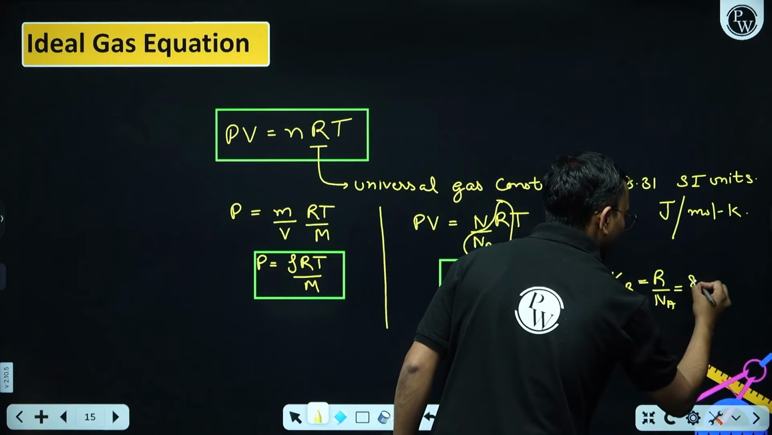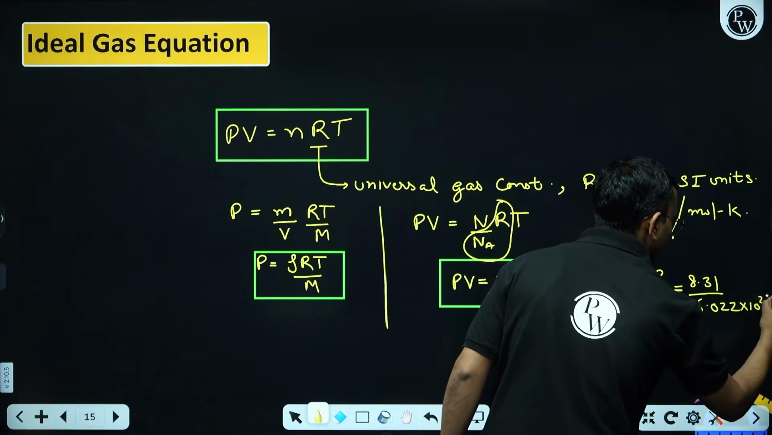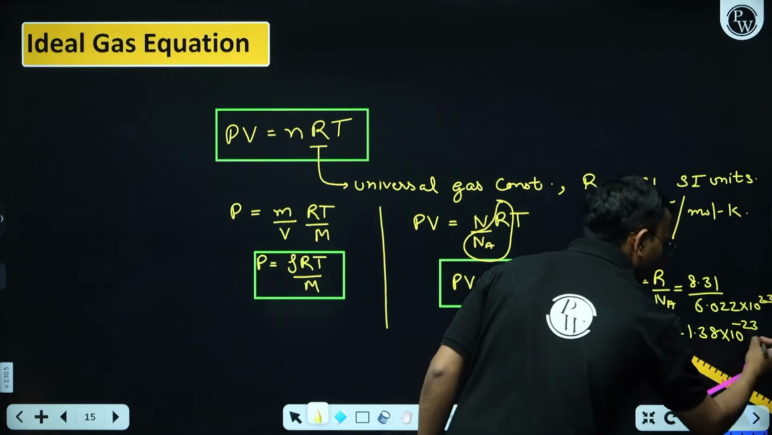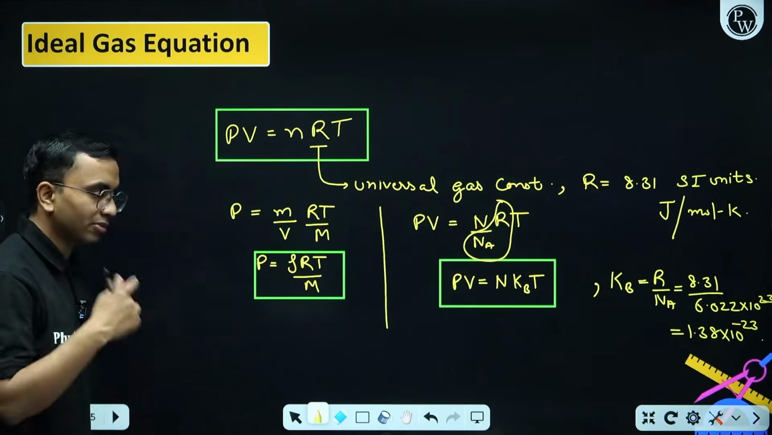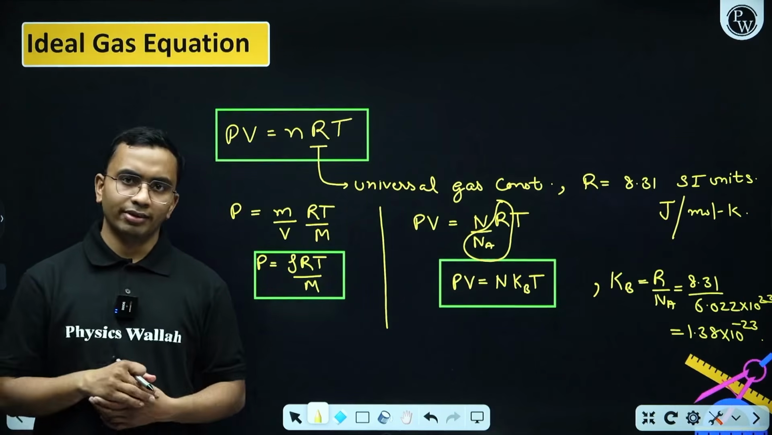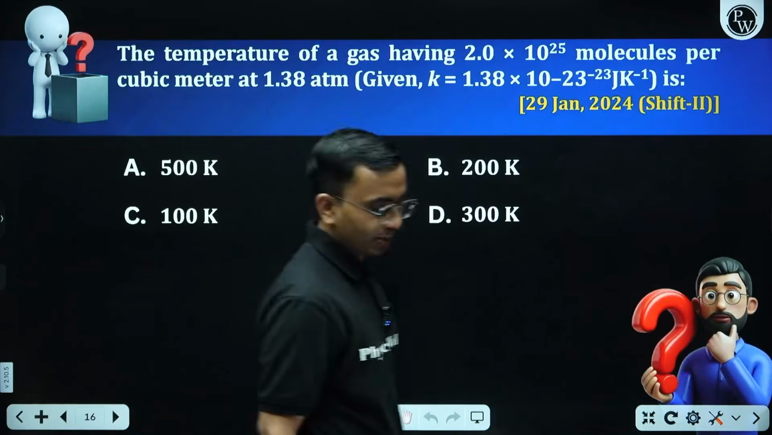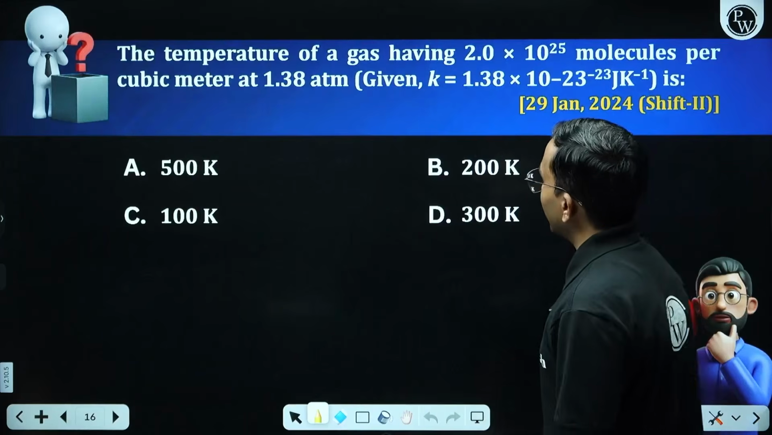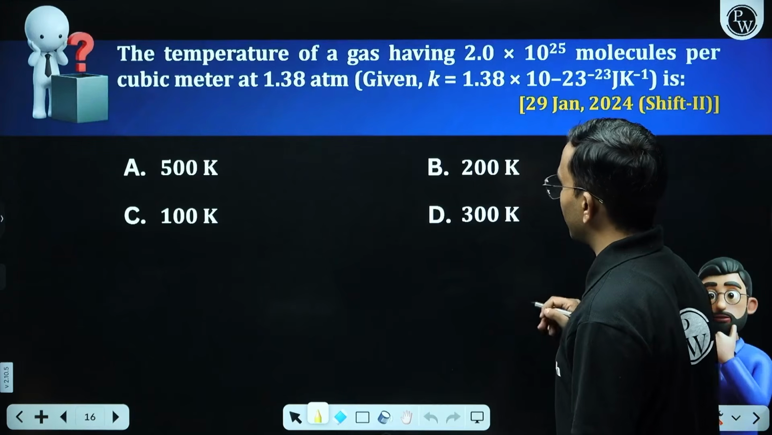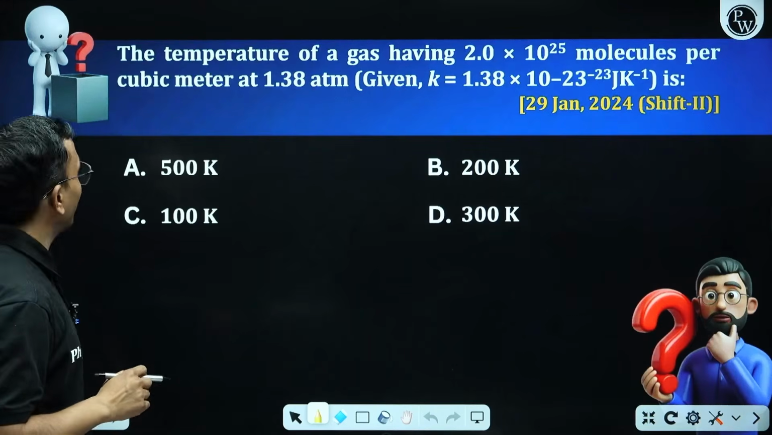Now k Boltzmann is R by Na. What is R? 8.31. What is Na? 6.022 into 10 to the power 23. And if we solve it, it comes out to be 1.38 into 10 to the power minus 23. Many times the Boltzmann constant is given in the questions, or we have to use that directly. Let's solve some questions on this. Read it. The temperature of a gas having 2 into 10 to the power 25 molecules per cubic meter at 1.3 atmosphere pressure is. What is the temperature?